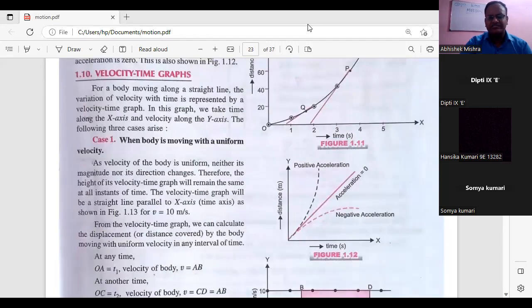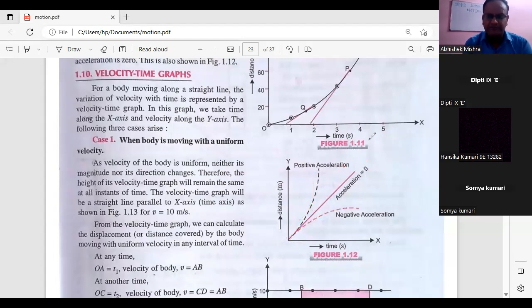First is when the acceleration is zero. That means the body is under uniform motion. This we have already done in the last graph. Now, this graph indicates that the body is in positive acceleration, that means accelerated motion. And when the body is in retardation, that is negative acceleration, it will bend like this. Is it clear?